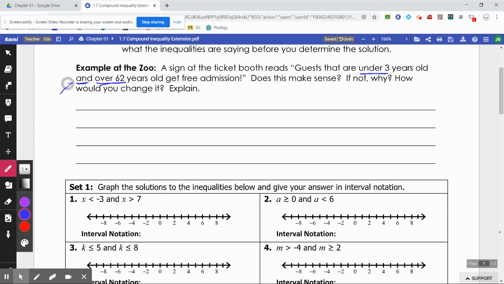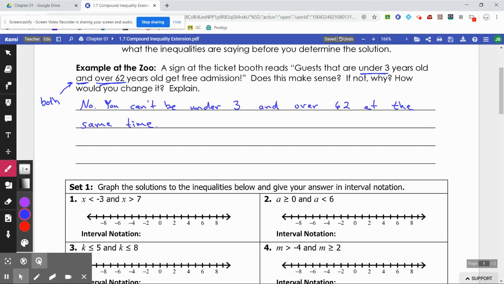Now, I told you in the previous videos that the word and means both. So in order to get in free, you must be under 3 years old, and also you have to be over 62 years old. So obviously that does not make sense. So again, no, you cannot be under 3 years old and over 62 at the same time. So that's the reason it doesn't make sense.